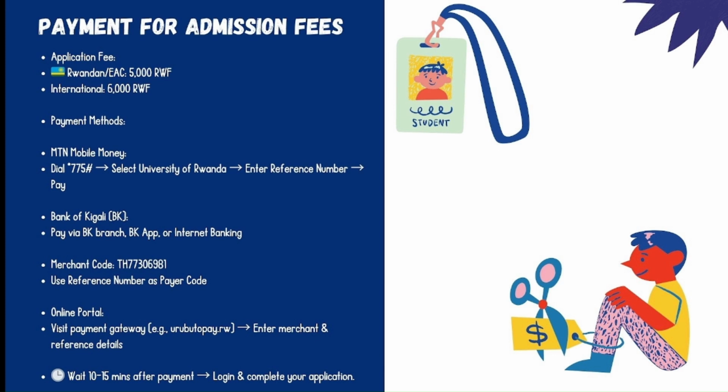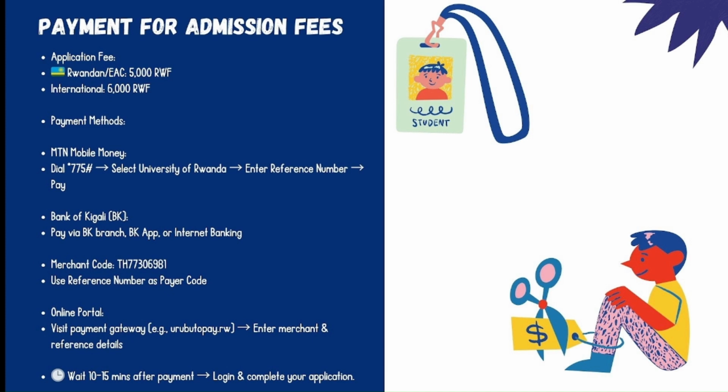I'm sorry. And for payment method, there's different means of payment. There's MTN mobile money, which is the Momo, where you dial star 775 hash. You select the University of Rwanda. You enter the reference number that we generated, then you pay. As simple as that when you're in Rwanda. And Bank of Kigali is a bank that is in Rwanda. You pay via Bank of Kigali branch.